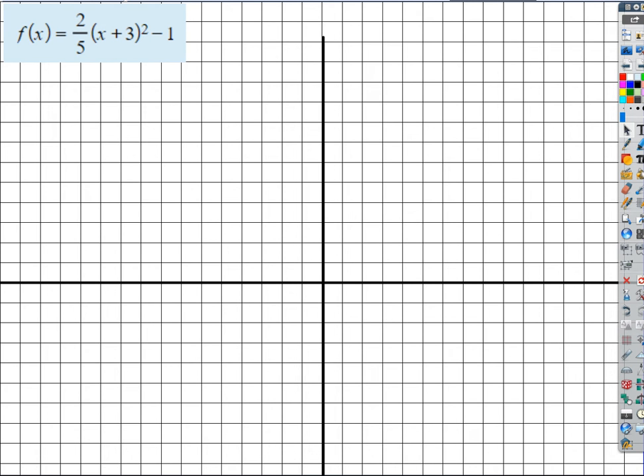So where do we start on this one? Okay, so let's start with parent graph, right? So what's the order in which we want to do the transformations here?